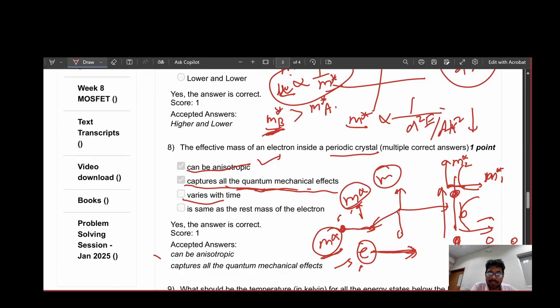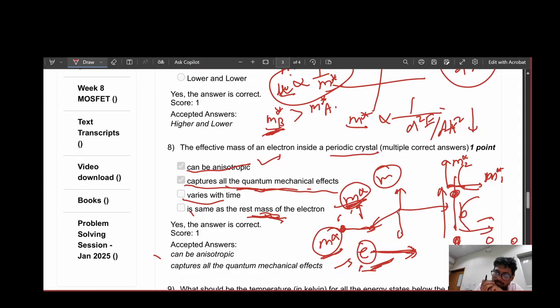Is it the same as the rest mass of an electron? No, it is not the same as the rest mass of the electron, which is the same only in free space. Sir, I understand that it is not the same as the rest mass, because m and m star, the effective mass, are different. Yes, we are talking about m star only.